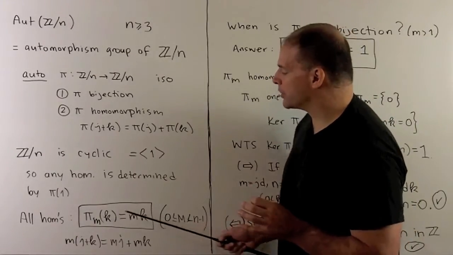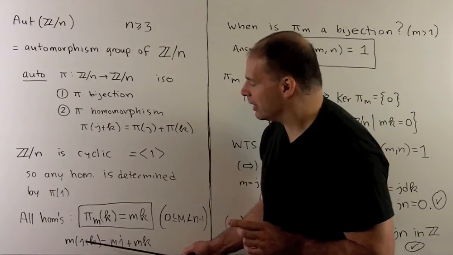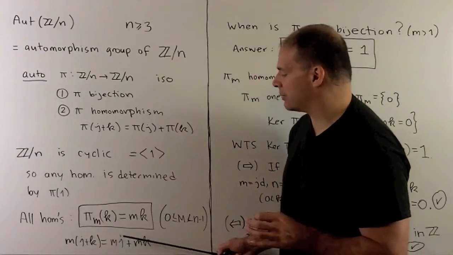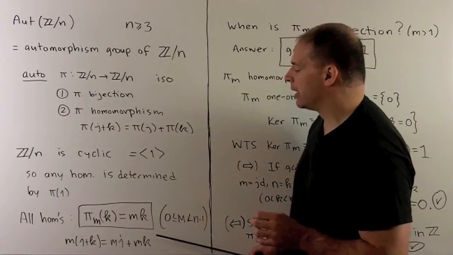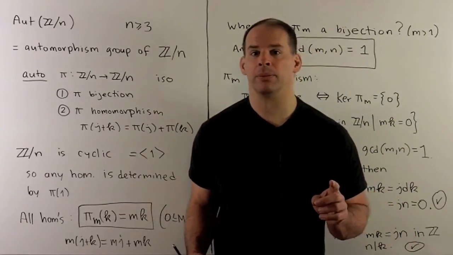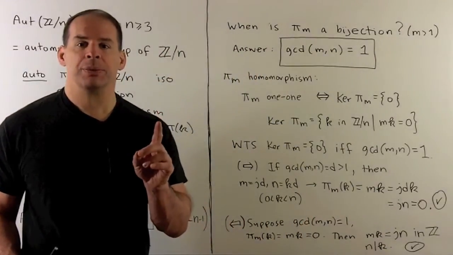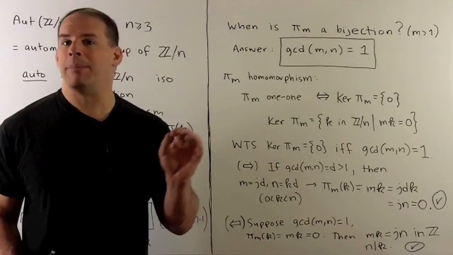Now, for the homomorphism property, there's not much to check there. We just check that m times (j plus k) equals m times j plus m times k. And that makes sense when we're working in Z mod n. Now, that means the question is, when is pi sub m a bijection?